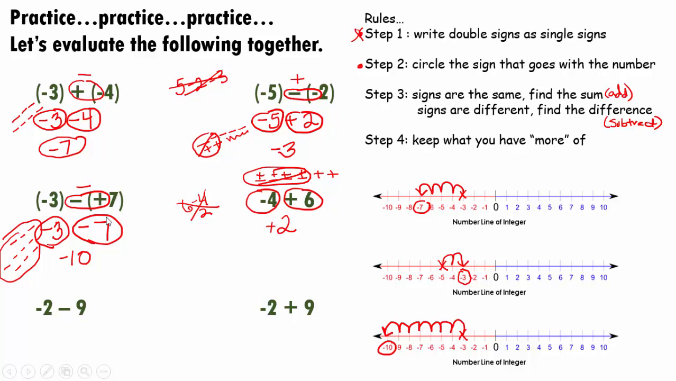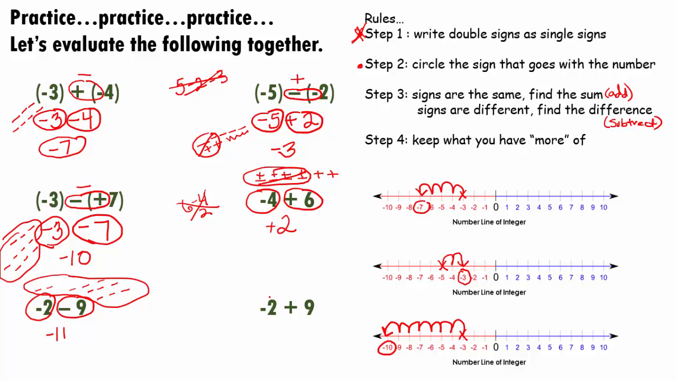Sorry about that. -2 minus 9. Again, there are no double signs, only a single sign. So I circle the sign that goes with the number. Those signs are the same. I'll find the sum. What's the sum of 9 and 2? That means we add them. The sum of 9 and 2 is 11. What do I have more of? Well, I have 2 negatives. I have 1, 2, 3, 4, 5, 6, 7, 8, 9 negatives. Hey, I only have negatives running around. How many negatives do I have running around? I have 11 negatives running around.